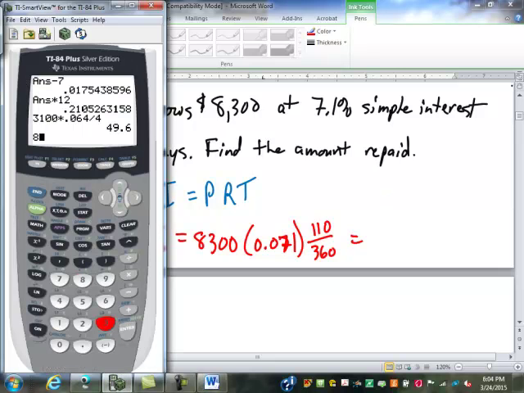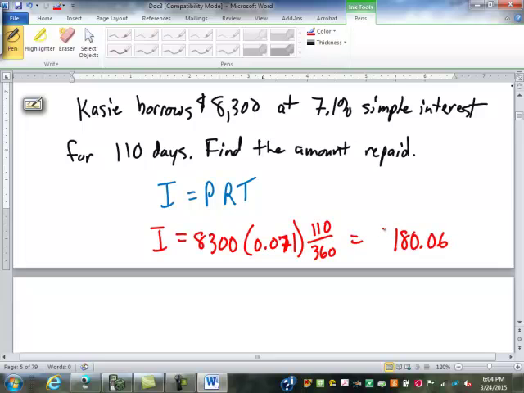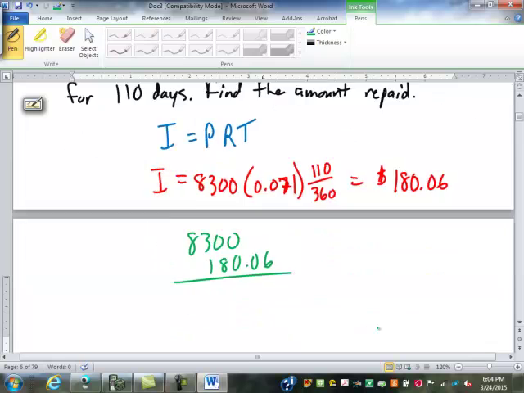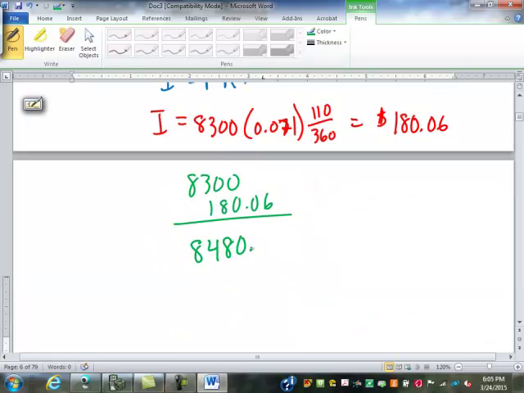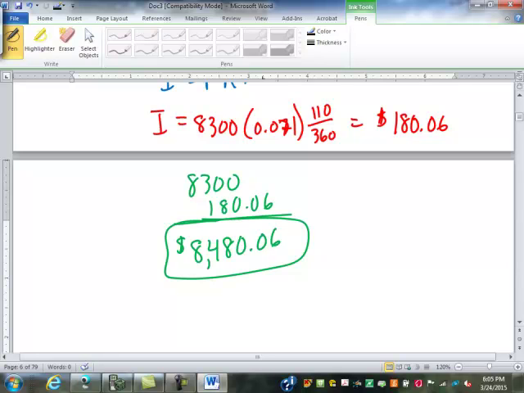So 8,300 times 0.071 times 110 over 360. $180.06. So of course, we'll take the 8,300 plus $180.06, which will give us $8,480.06. What do you think? To find the maturity value, I took the principal and I added the interest to it.